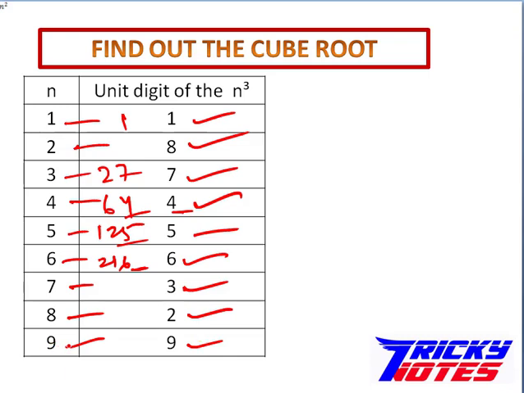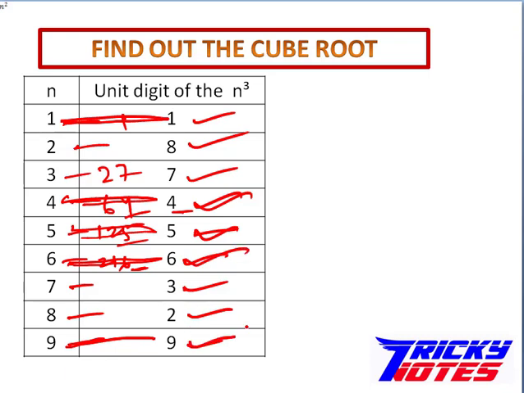Friends, using this concept, we can find out the cube roots. Here I'll tell you one more thing. See, the unit digit of 1 cube is 1. The unit digit of 4 cube is 4. The unit digit of 5 cube is 5. The unit digit of 6 cube is 6. The unit digit of 9 cube is 9. So out of 9 numbers, 5 numbers are repeating themselves: 1, 4, 5, 6 and 9.